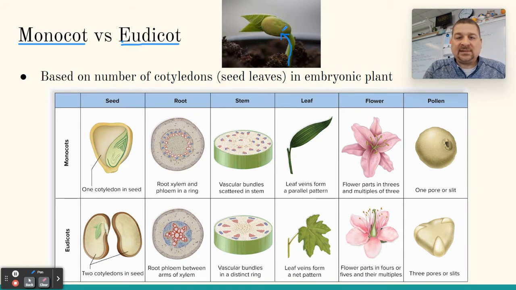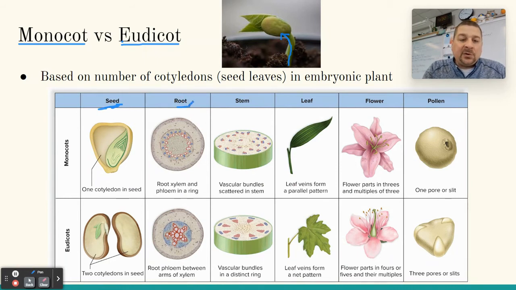In this case, this looks like a little bean. It's producing the first seed leaves. Either one is a monocot, two is a dicot on the embryonic plant. And then as they grow older, besides just the seed leaves, we see many differences between monocot and dicot. So a lot of these things you will put on your plant poster.